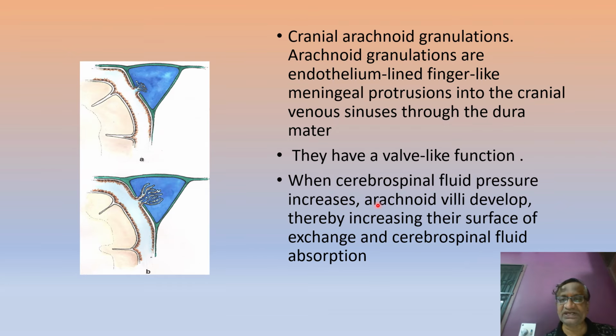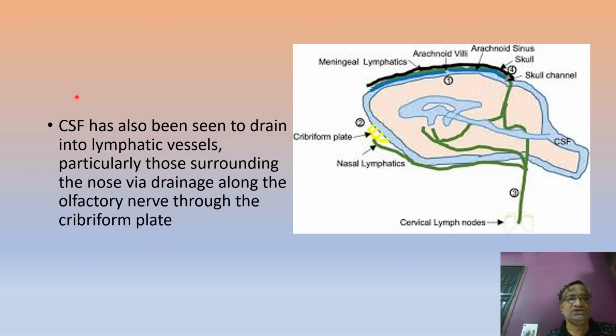When the CSF pressure increases, arachnoid villi will develop here. Now you see, it's a normal CSF pressure, it's a high CSF pressure. See the arachnoid villi, the surface area is increased. CSF has also been sent into lymphatic vessels near the cribriform plate. It can also drain from here to here.